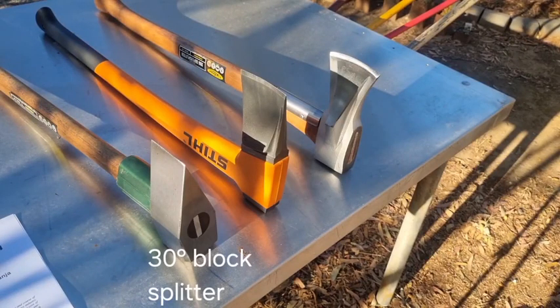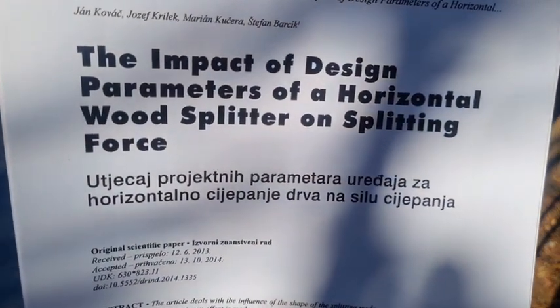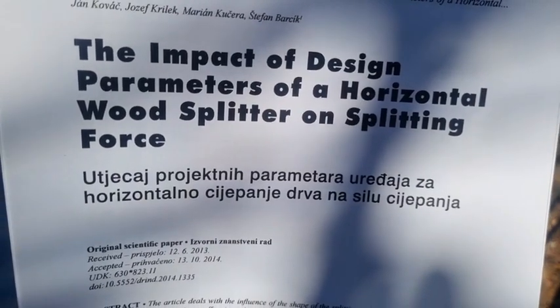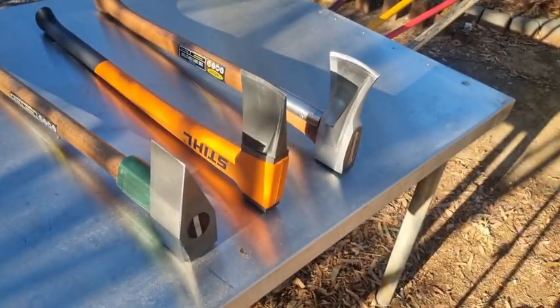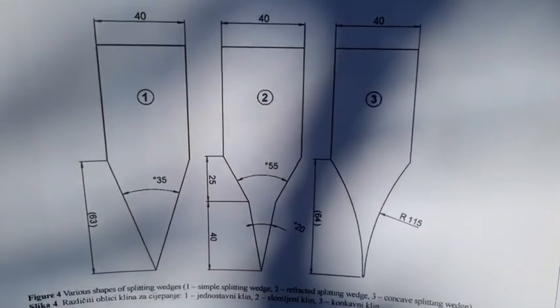This is part two. What I'd like to talk about today is I came across this paper and it talks about the impact of design parameters of a horizontal wood splitter on splitting force. So it goes on and it talks about the shape, and the shapes that they're talking about are very similar, if almost not identical, to what I've got on the table.